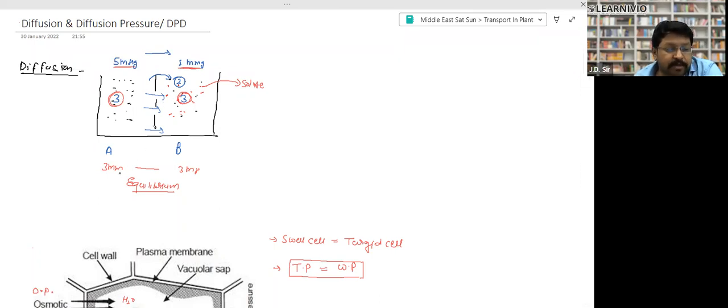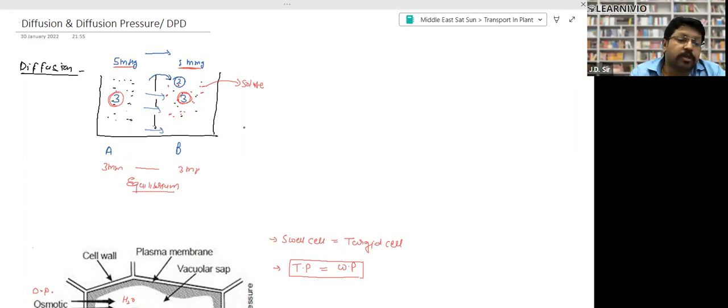So what will happen when the sugar solution will become 3 milligram at this point and 3 milligram at this point? When both will become equal at both of the ends, it means they will achieve the equilibrium. Till they achieve the equilibrium, this process will keep on going, right? This is called diffusion. And we'll know that diffusion is the movement of molecules from their higher concentration toward the lower concentration till the equilibrium is achieved. That is the diffusion, right?